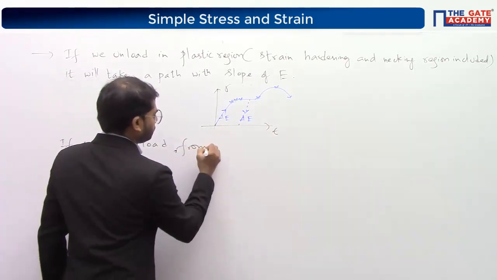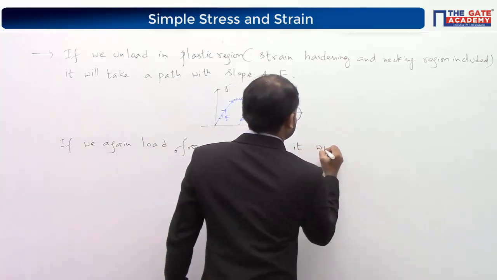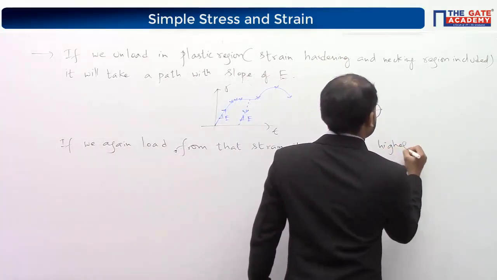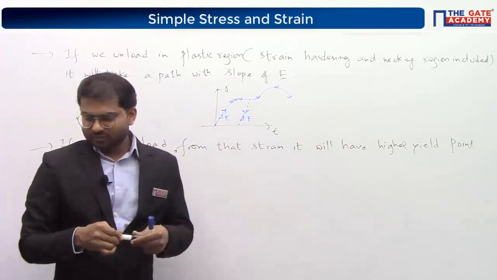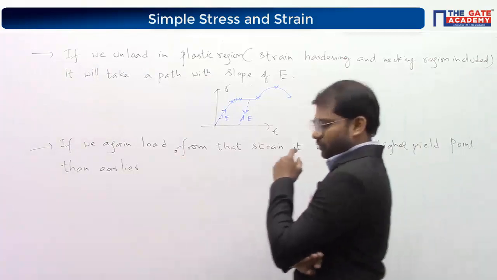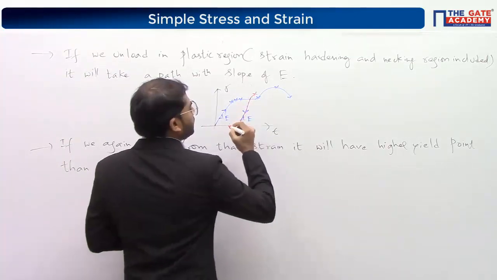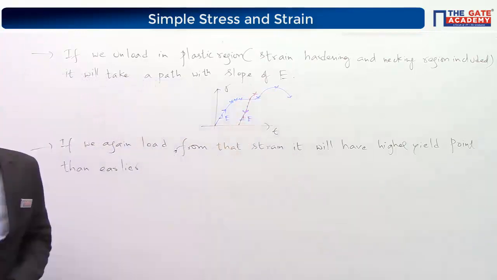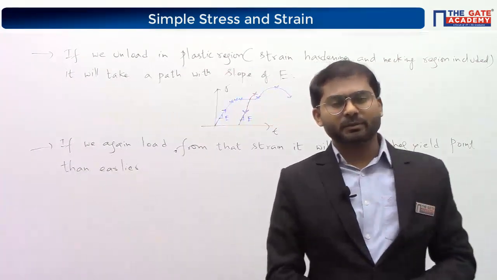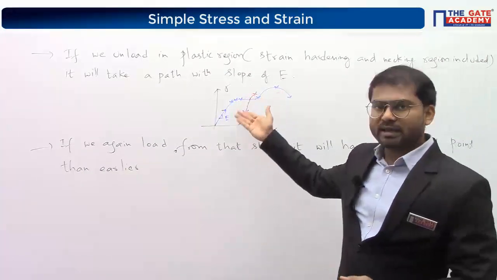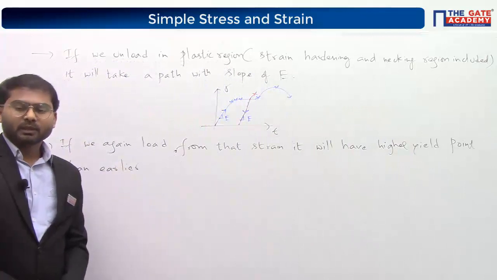If you again load from that strain, it will have higher yield point than earlier. Clear? So if you take it, second loading I'm putting with this red color, it goes like this. So this is a higher yield point here. Again, here also you'll get proportional limit, elastic limit and all. And anyways, as said, this elastic limit, proportional limit, everything will be very much close to each other. So you will have higher yield point. So you can say you'll be having higher elastic limit also. You'll be having higher yield point and higher proportional limit also. Clear? So this is done.